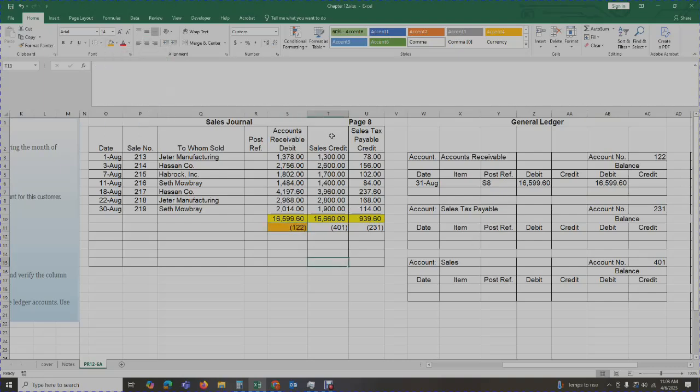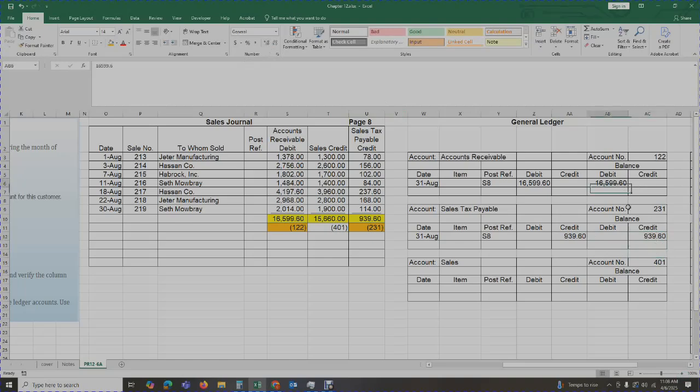Now I'm going to look at my sales tax payable. That's my next account that I have. That's account number 231. The date is August the 31st. Where am I posting this from? I'm obtaining this information from my sales journal, page 8. For my sales tax payable, I've got a credit of $939.60. I don't have any balance before this, so I'm going to just carry that balance over to the credit balance of $939.60.